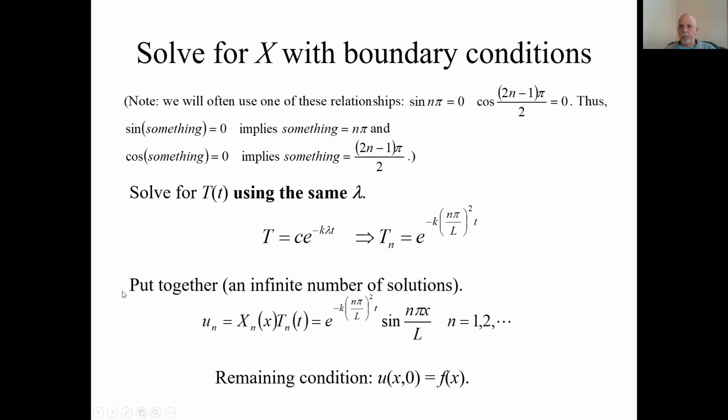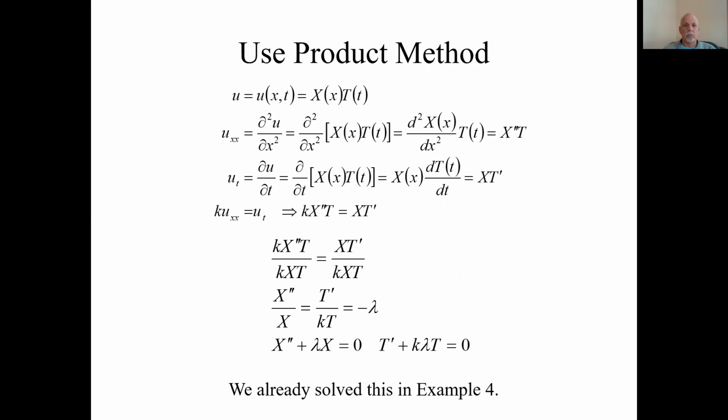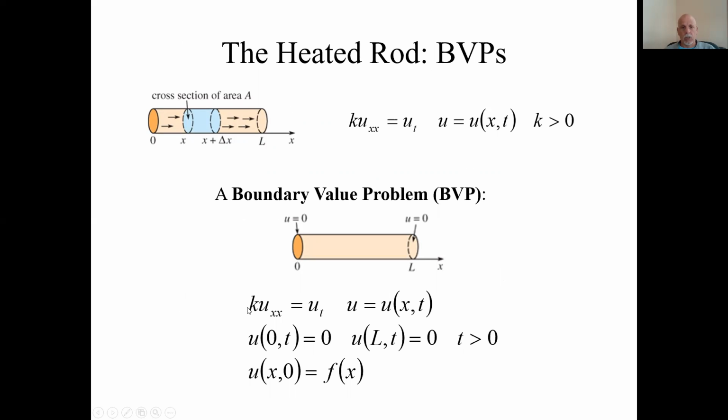So we put them together, each T and each X, or each X and each T. We have an infinite number of solutions. This will be the product of the X's and the T's. Here's the T part, here's the X part. Same n's, which are all the positive integer n's. So we have an infinite number of solutions. What do they do? Here was the problem. Each one of those infinite solutions is a solution to the equation itself, and also satisfies these two boundary conditions, temperature at each end. The thing we haven't accounted for yet is the initial temperature.